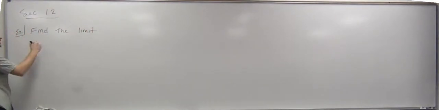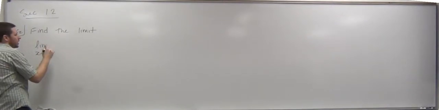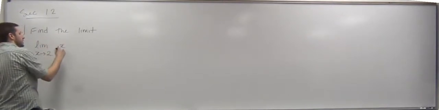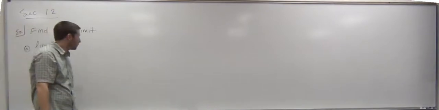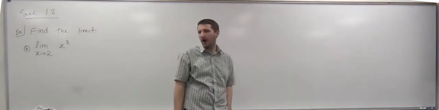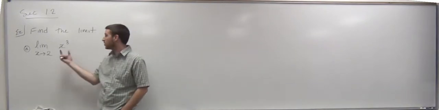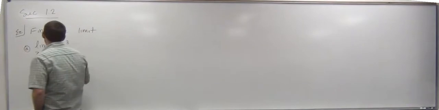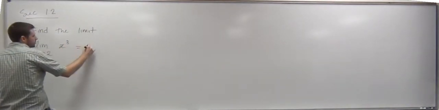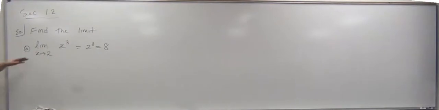I give you something like the limit as x goes to 2 of, oh, let's say x cubed, what are you going to tell me? What is it? 8. Why? Plug it in. You can just plug it in. There's no problem here. If you plug the 2 into the x, you'll get 2 cubed, which is 8. So this limit is just 8.